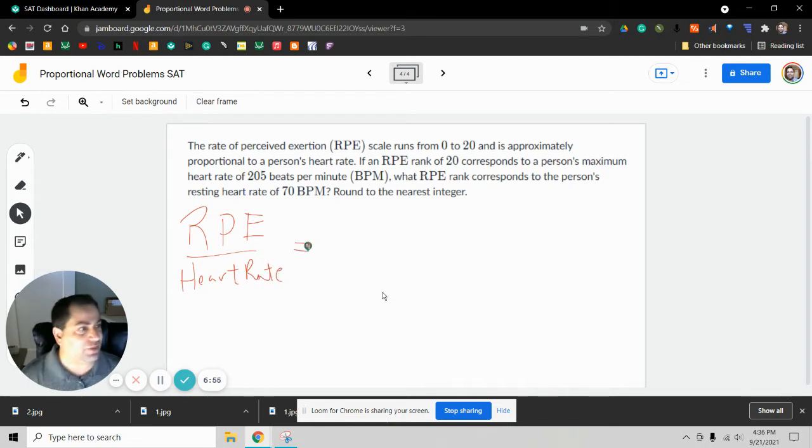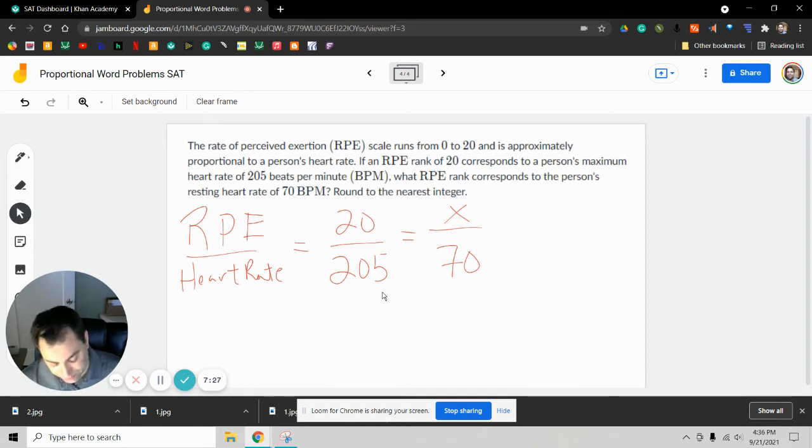Okay. And on this heart rate, they give us an initial ratio of 20 to 205. So an RPE of 20 equates to a 205 BPM. From that, they want to know what an RPE would be for 70. All right, so 70 is a BPM, so we'll make sure to put it at the heart rate. 70 times 20 is going to be 1,400. Divide by the number we didn't use, 205.